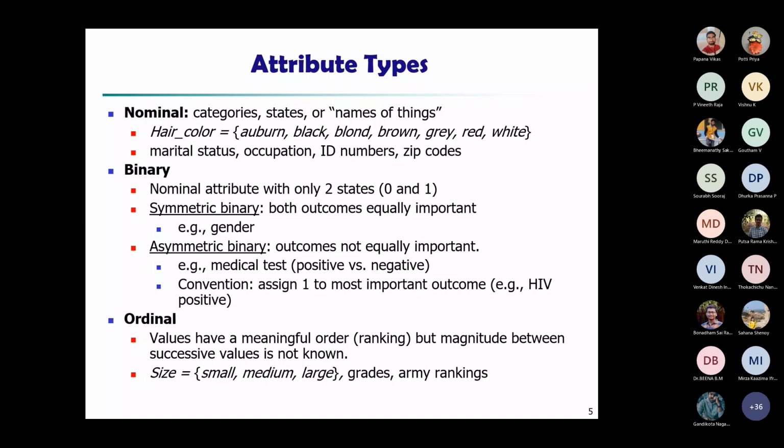But we don't know how much larger one value is. For example, if I say small, medium, large, we don't know how much larger medium is than small, but we know that one is greater than the other. So the order or ranking is known to us, but we don't know the exact magnitude. Then we talked about examples like rating: not satisfied, neutral, highly satisfied. Like you rate on a scale of 1 to 5.